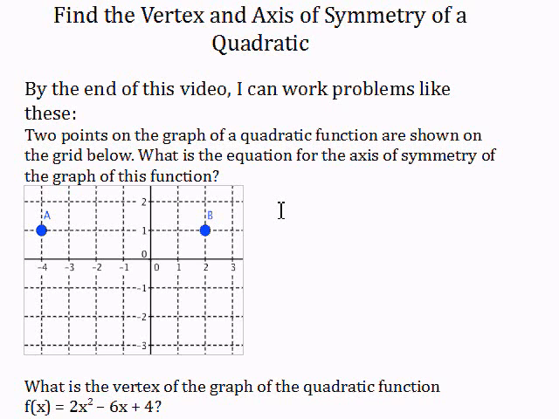Hello, in today's video we're going to be finding the vertex and axis of symmetry of a quadratic. By the end of this video you should be able to work problems like these two below. You're going to be given a couple points and asked what the axis of symmetry would be of the parabola passing through those 2 points, and you'll be provided with an equation as a totally separate type of problem and be asked to find the vertex of the graph of the quadratic function that you are given.